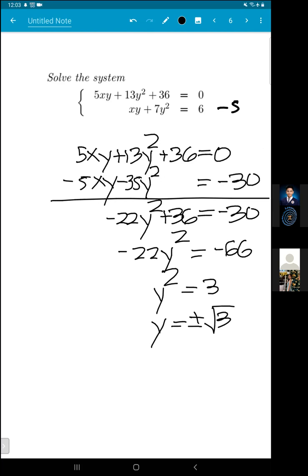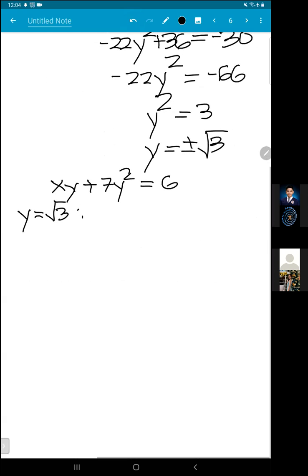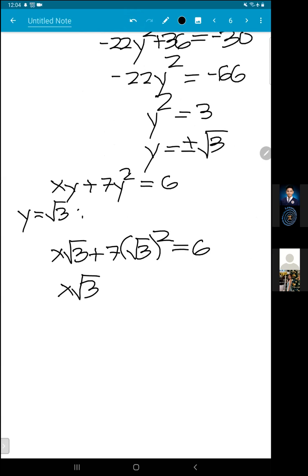And you just have to solve for the corresponding values of x. Now you can use either equation. Let me use the second one. It's much simpler than the first. So let me copy that. Here's the second equation. So let me consider y equals square root of 3. So plug in. Now square root of 3 squared is just 3.